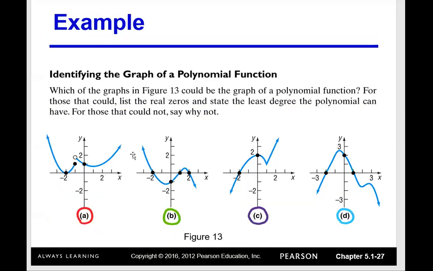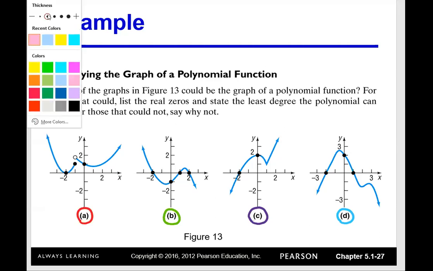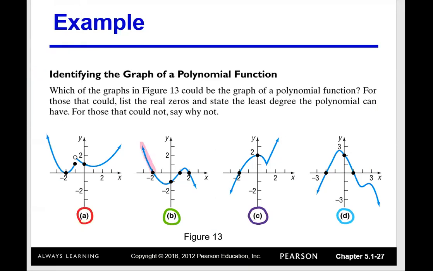So here's some identify the graph of a polynomial function. Which of the graphs could be the graph of a polynomial function? Only the ones that are smooth and continuous. And that would have to be B. B is smooth and continuous, isn't it? And D is smooth and continuous.